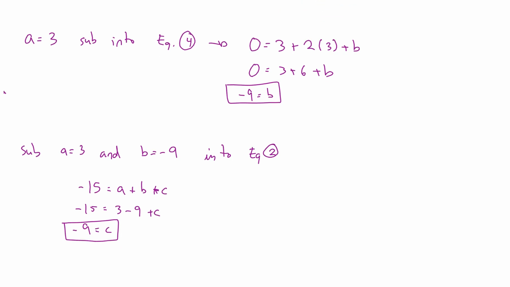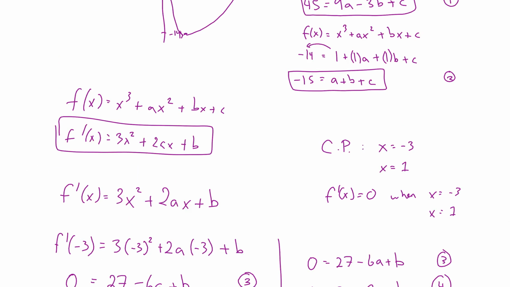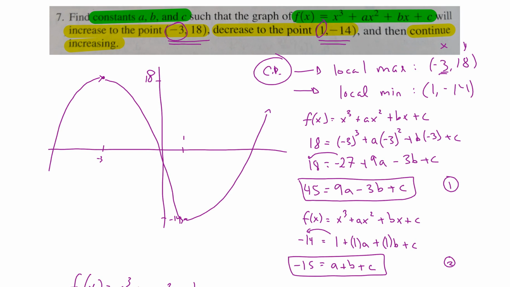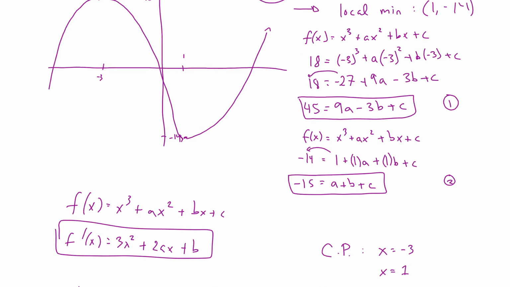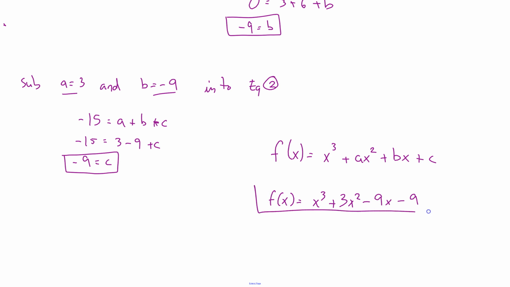So what does that mean? All that to say that our equation f of x is equal to x cubed plus ax squared plus bx plus c. Well, now we have our values of a, b, and c, so we just have to plug them in. So we have f of x is equal to x cubed plus 3x squared minus 9x minus 9. And that's our answer.